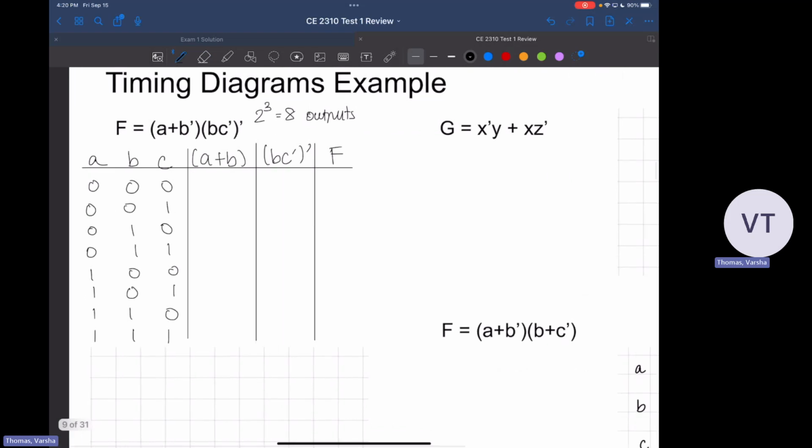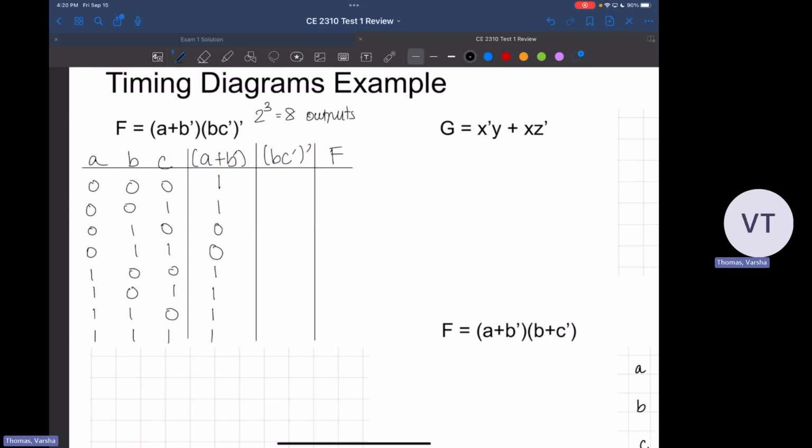Okay. Where you have A or B not, you've got 0 or 1, which results in 1. 0 or 1 is 1, 0 or 0 is going to be a 0, 0 or 0 is here. You've got 1 or 1, and then 1 or 1, 1 or 0, 1 or 0. That should be the values for A or B not.